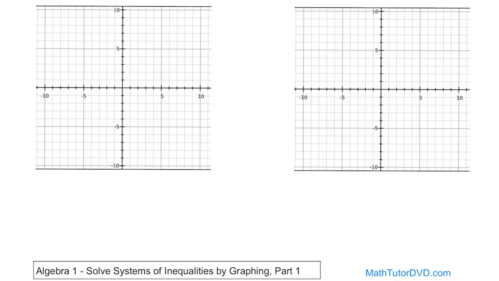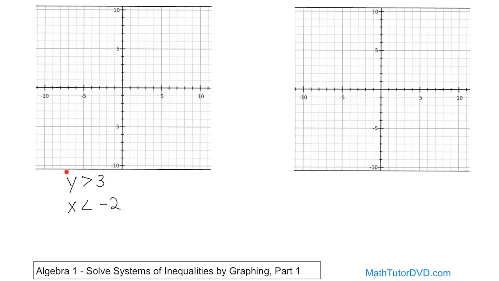The first system that we have is going to look like this: y greater than 3 and x less than negative 2. Because we have 2 inequalities and 2 variables, we say that it's a system of inequalities. Again, remember, if we were to put an equal sign here and make these equations, how would we solve a system of equations by graphing?